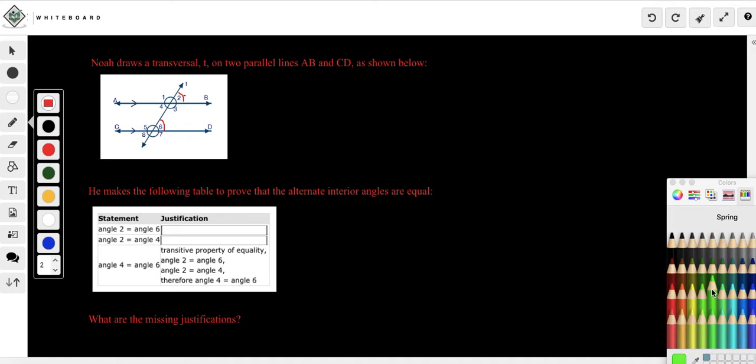So now all we need to do is say why we think, hold on, I'm trying to change the color. It's not changing. I just want it to be green.